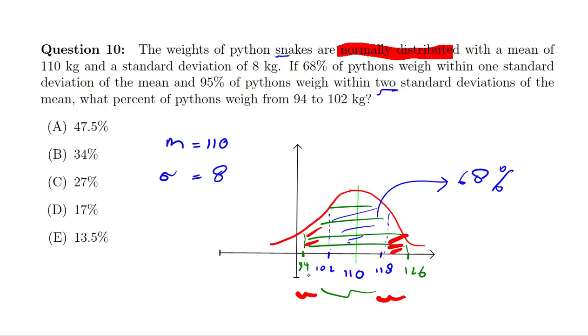But it says that what percentage is between 94 and 102. So what's the percentage of just this one, right? So you can easily say that it's 27 divided by 2, 13.5%. So E is the answer.